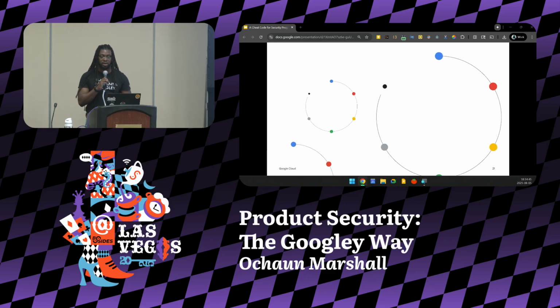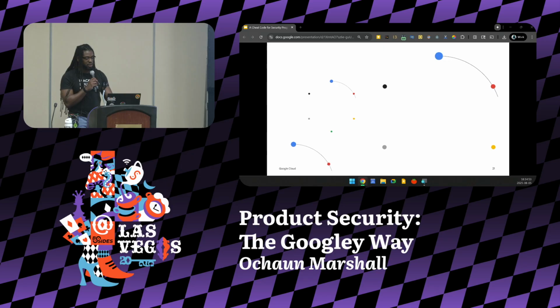Then we shift right. Security doesn't stop at launch. We need proactive monitoring and incident response because the threat landscape is always changing. Security is a continuous loop. Third, we shift up. We need to elevate the conversation. Security is a business risk, not a technical one. This means buy-in from leadership and making security a strategic priority. And then finally, we shift down. You must secure the entire stack.